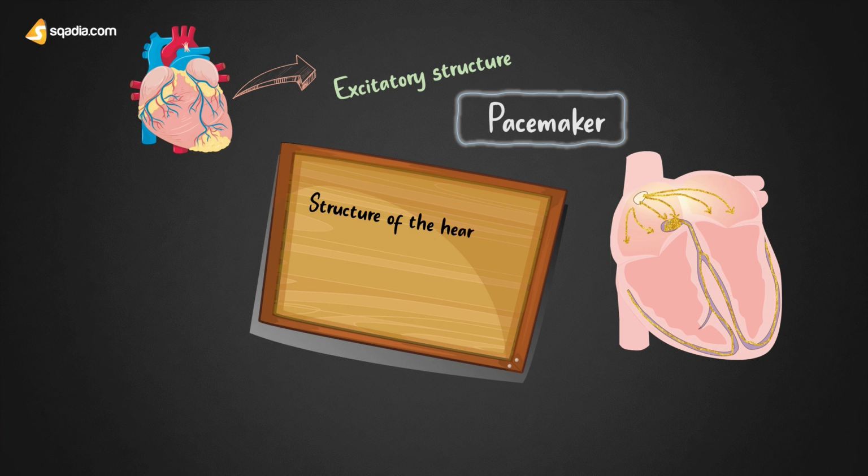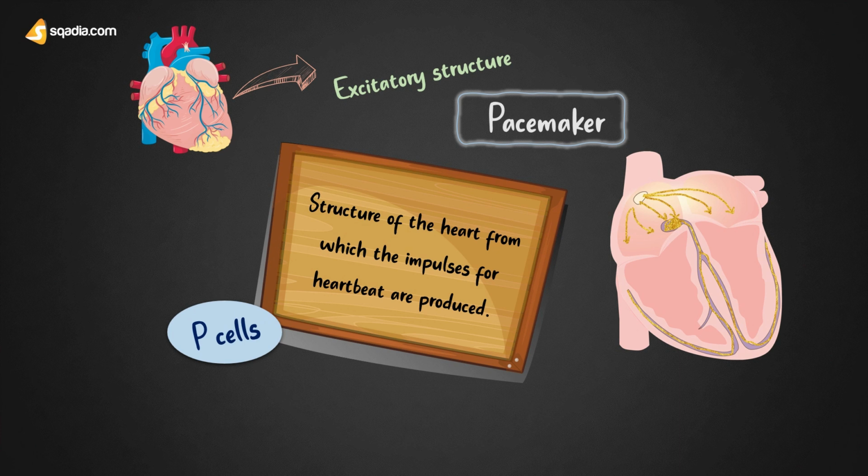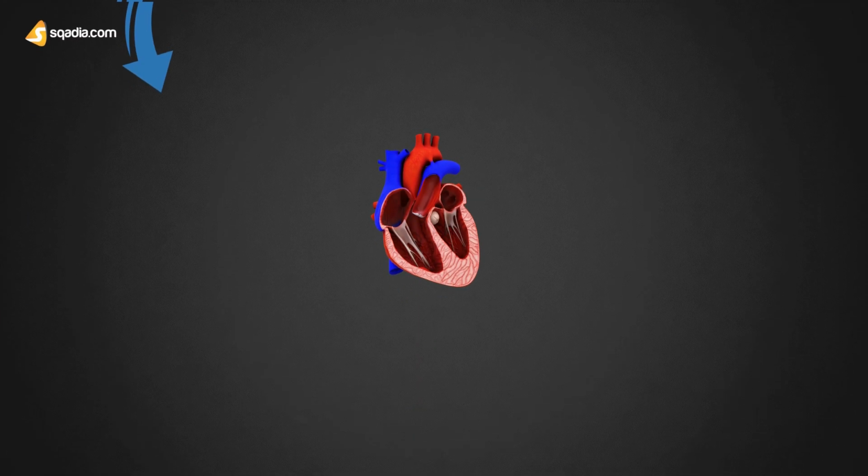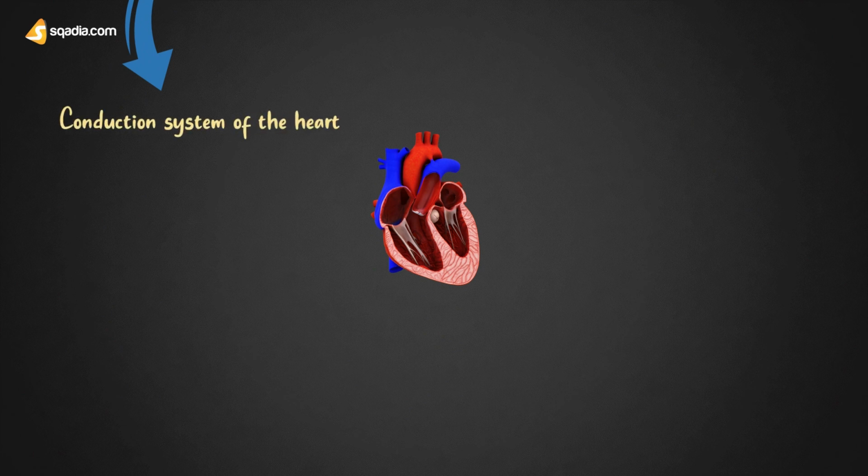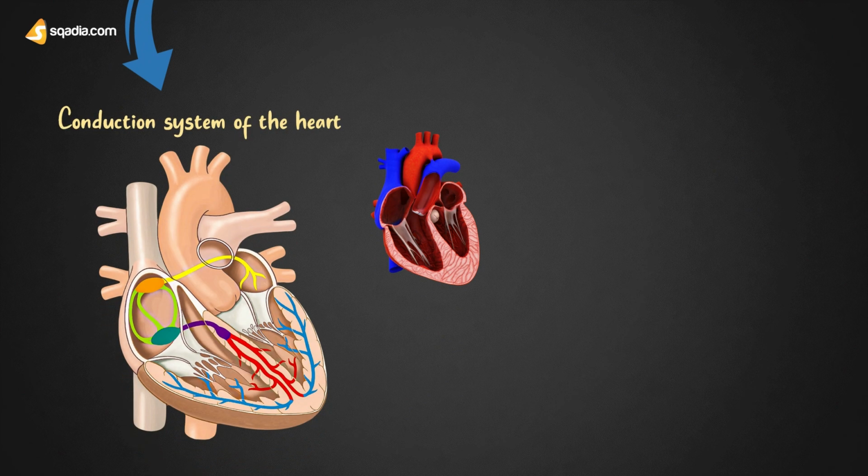A pacemaker is the structure of the heart from which the impulses for the heartbeat are produced. It is formed by the pacemaker cells called P cells. These pacemaker cells not only form a single structure inside the heart, but together they make a complete conduction system of the heart. The purpose of that system is to generate and transmit impulses throughout the cardiac muscles, and thus ultimately cause the rhythmic contraction and relaxation of the heart.